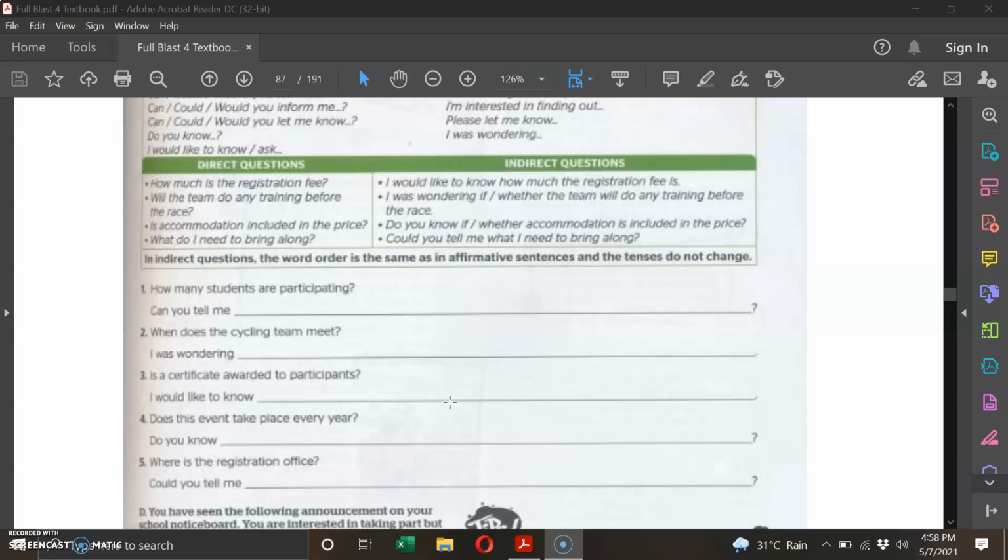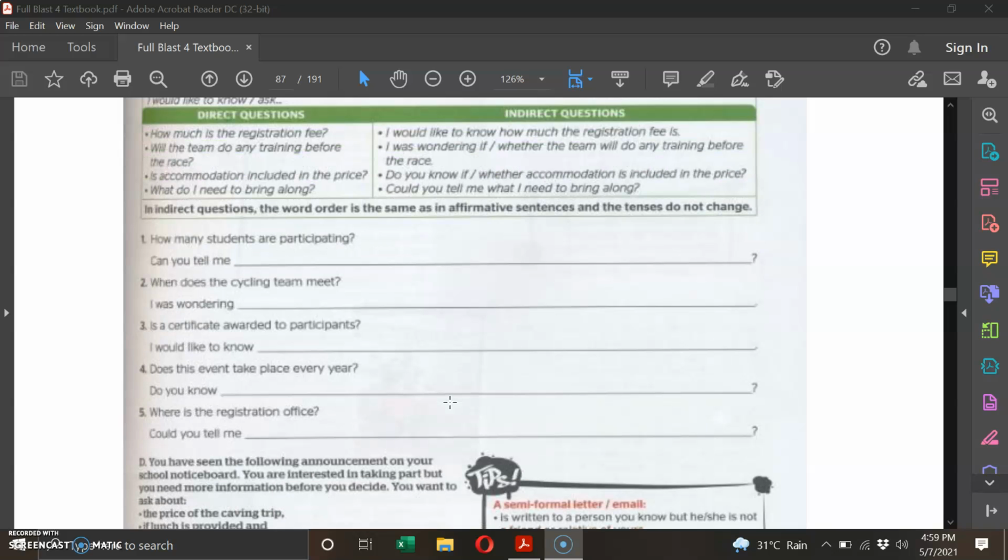Number 4, does this event take place every year? Do you know if this event takes place every year? Do you know? Adakah awak tahu? Do you know whether this event takes place every year?